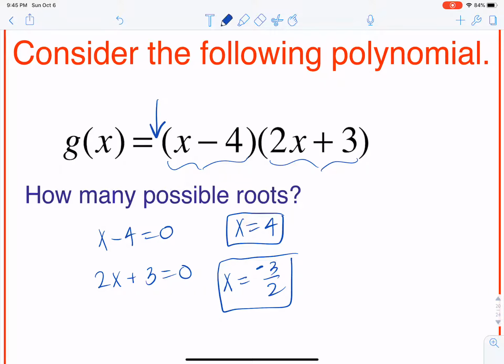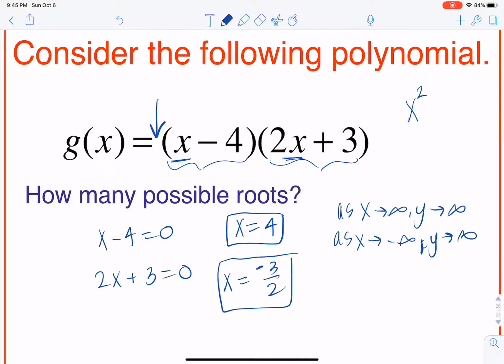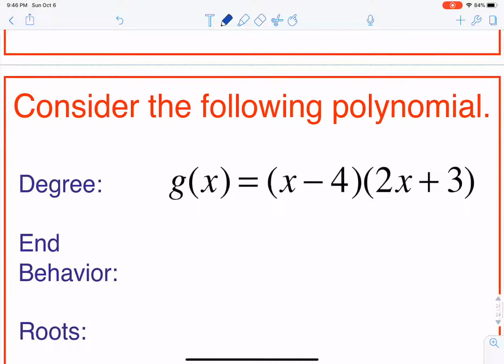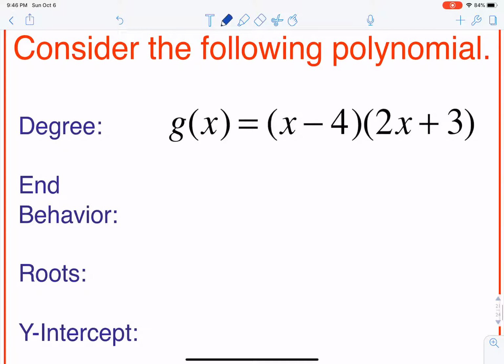My lead coefficient here is positive. So I know that my end behavior would be as x approaches infinity, y approaches infinity. And as x approaches negative infinity, y approaches infinity. Here I was multiplying these two factors, each had an x in them, so I knew this would look like something x squared if I were to expand this polynomial. So let's go back and look at this.